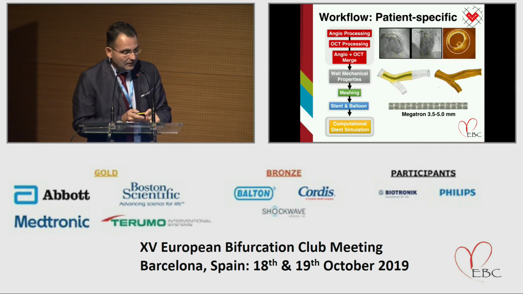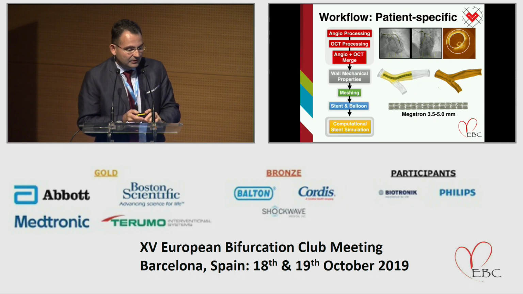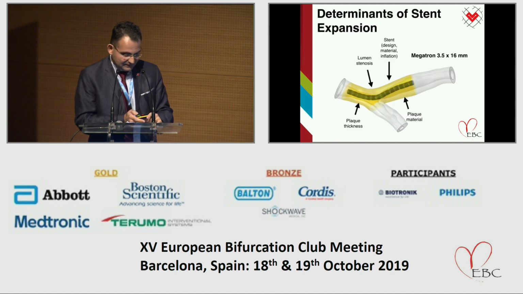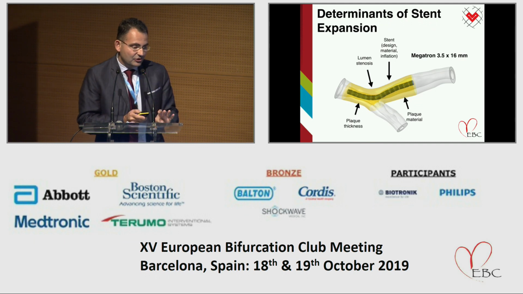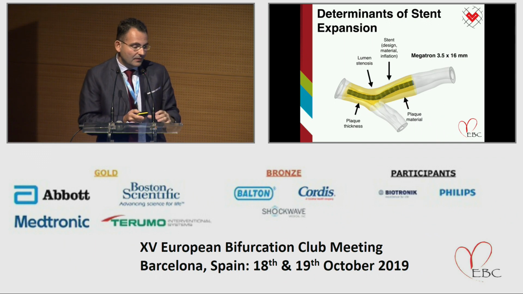This is a workflow. As I showed in the previous session, we have processing of the angio and OCT to reconstruct the vessel, as shown here. We apply realistic plaque properties coming from the OCT. Then we mesh the wall. We use the range of the Megatron stents from 3.5 to 5.0, and we perform computational stenting. We take into account 4 major factors here, which are the key determinants of a stent expansion: the initial lumen stenosis, the stent design, which is fixed here, the plaque material, and the plaque thickness.